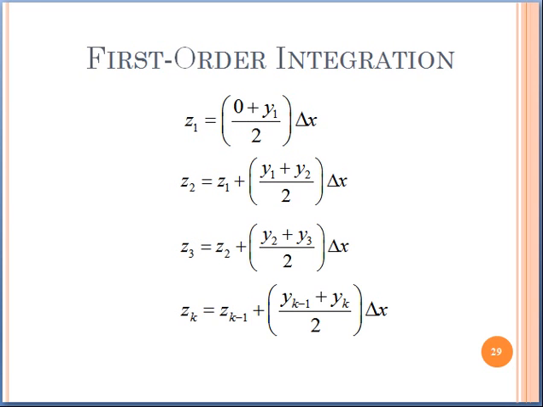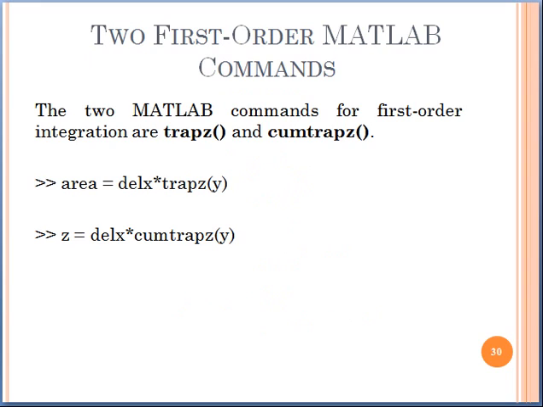Now coming towards the first order integration. For the first order integration we have the following formulas, and by this formula the general formula comes out to be z at k equal to z at k minus 1 plus y at k minus 1 plus y at k by 2 into del x. You have to use it directly. Now similarly, in the first order MATLAB also we have two commands, trapz and cumtrapz.